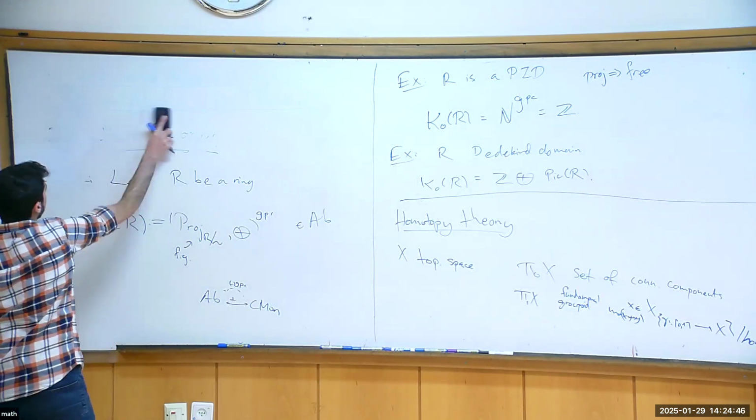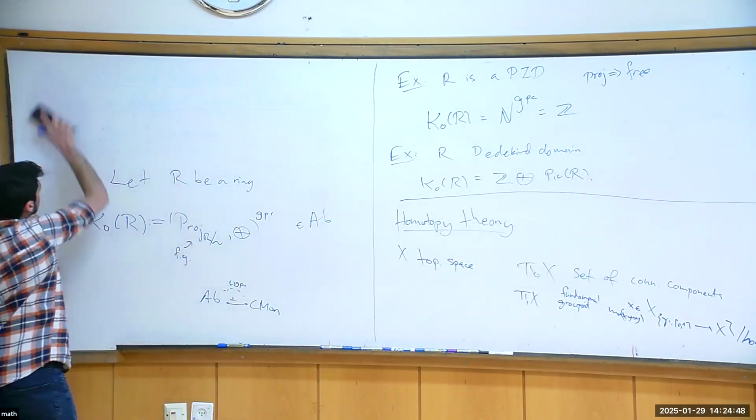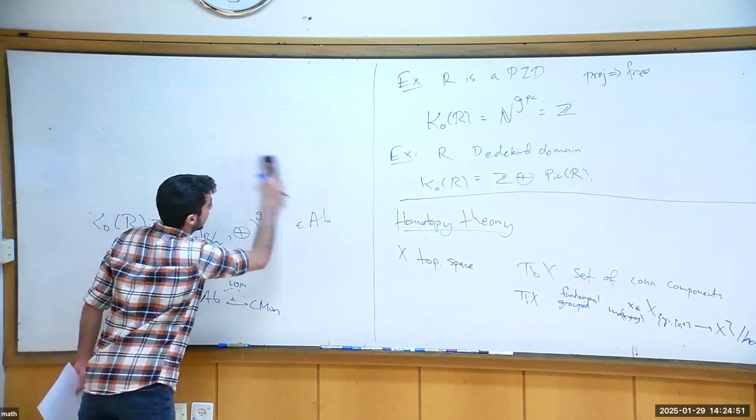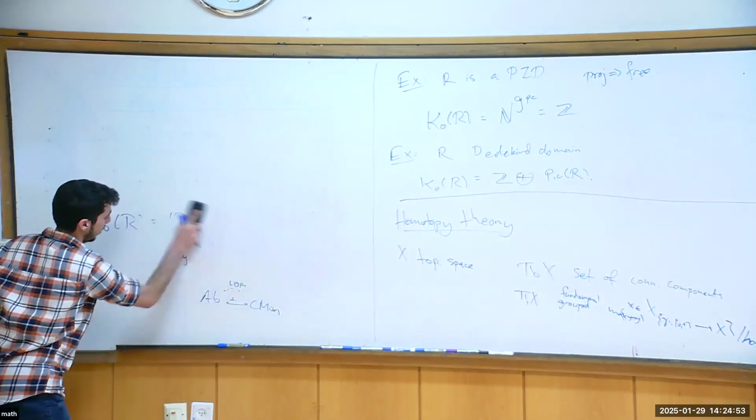So the derived category has the derived tensor product. And we have a similar structure for spectra.